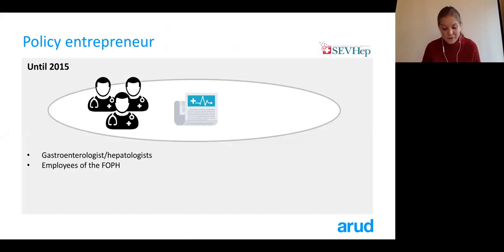We now turn to the policy entrepreneur and its role, which changed over time, or rather, there was no actual policy entrepreneur until 2015, because until then, the experts remained among themselves and the research stayed more or less within these circles.